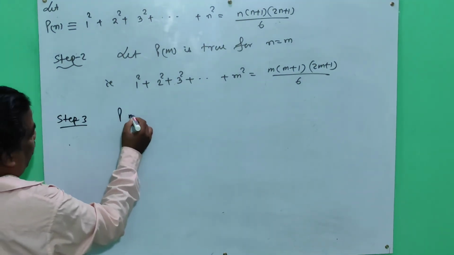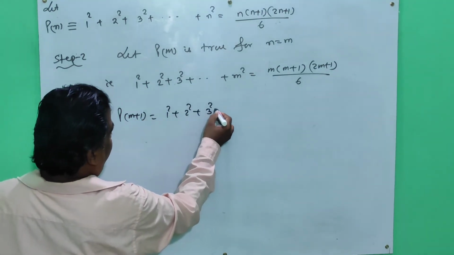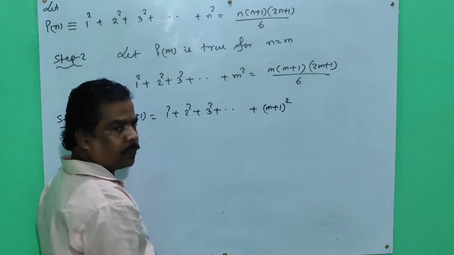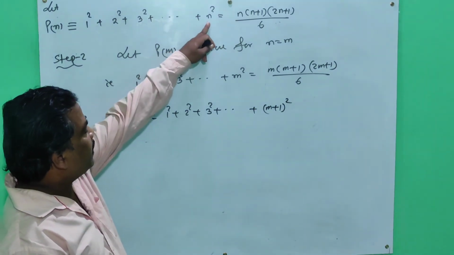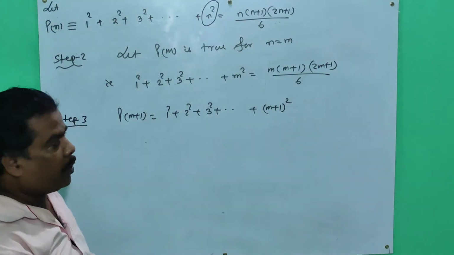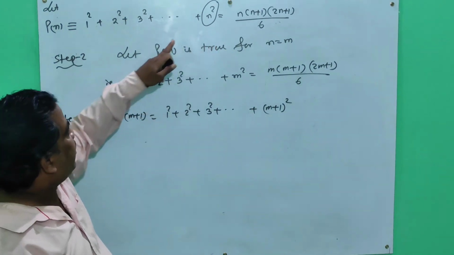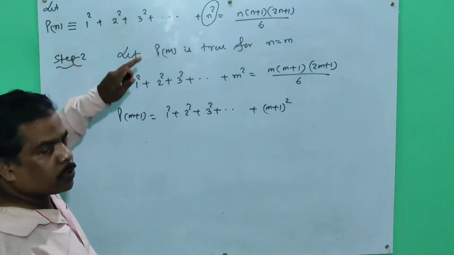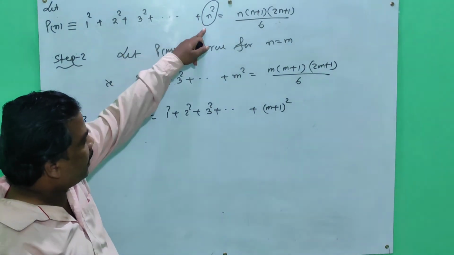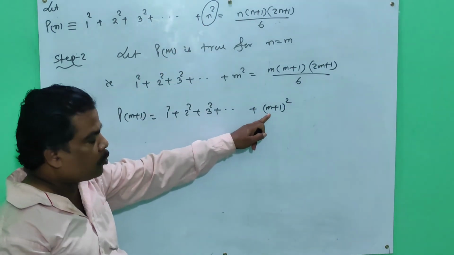Now P(m+1) is equal to 1 square plus 2 square plus 3 square plus dot dot up to (m+1) whole square. When n is equal to 1, in the general term we input n is equal to 1, then we find P1 is equal to 1 square. When n is equal to 2, the left hand side is the sum of 1 square plus 2 square. When n is equal to 3, 1 square plus 2 square plus 3 square. This is the general term. When n is equal to m plus 1, the last term is (m+1) whole square.